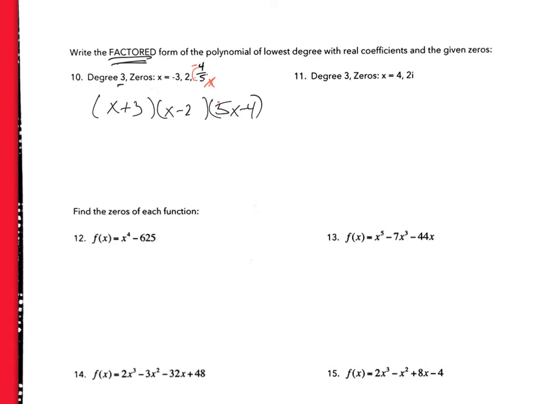Just stop right there. This says degree 3, but we do not have 3 answers. So imaginary roots come in complex conjugate pairs. So if 2i is an answer, then negative 2i is also going to be an answer. So now we have x minus 4, x minus 2i, x plus 2i. Do not multiply this. Leave it alone. And then the rest of this whole quiz is factoring.